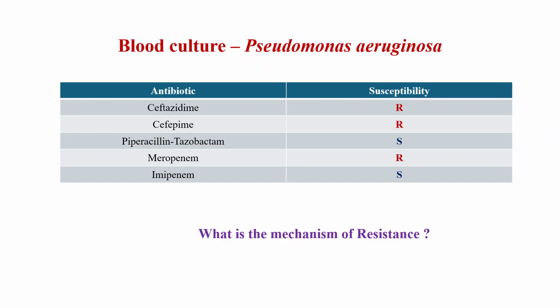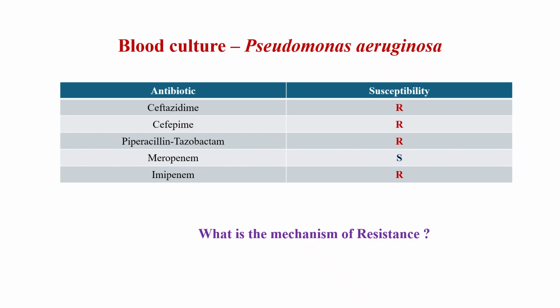What about this? Resistant to third generation cephalosporin, resistant to fourth generation cephalosporin, susceptible to a beta-lactamase inhibitor. So this is definitely an ESBL again, but here it is resistant to meropenem but susceptible to imipenem. So more likely it's an efflux pump mediated mechanism. So this is an ESBL plus efflux pump MexAB-OprM.